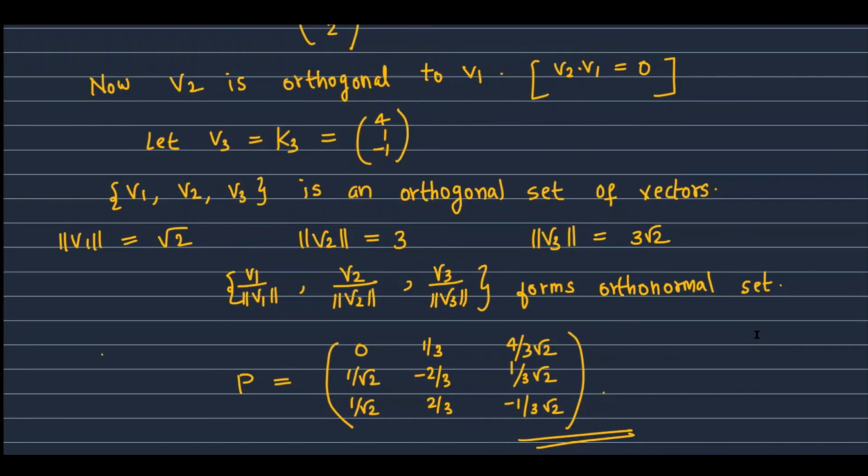So for a real n by n symmetric matrix, even if the eigenvalues are repeated, we can choose k1, k2, k3 in such a way that the eigenvectors are orthogonal. So in fact, we need to use the Gram-Schmidt process only if the given matrix is not symmetric. So if the matrix is not symmetric, we can use the Gram-Schmidt process.